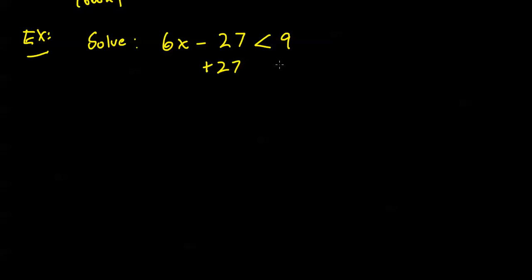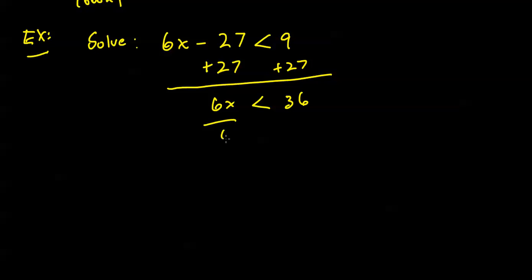Let's do an example. Something a little harder. Solve the following inequality statement: 6x minus 27 is less than 9. Notice this is a strict inequality. Equality is not included in this inequality statement. I'm going to add 27 to both sides, again much like solving equations. I get the resulting statement 6x is less than 36, and divide both sides by positive 6. Of course, the 6's cancel out on the left, and x is less than 6 on the right.